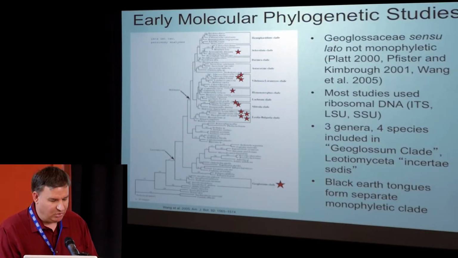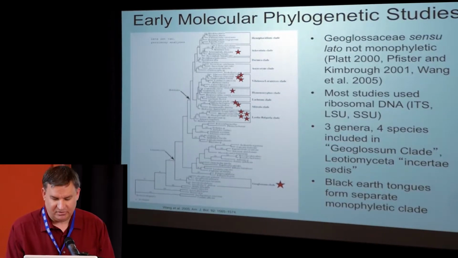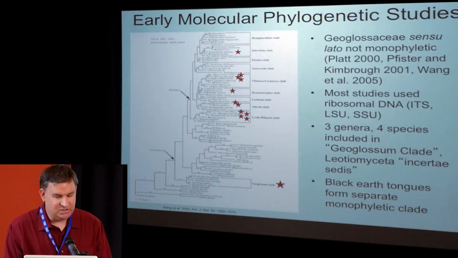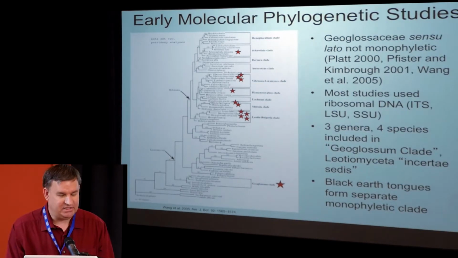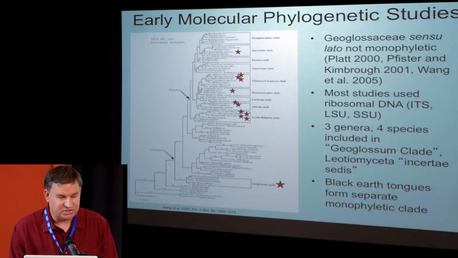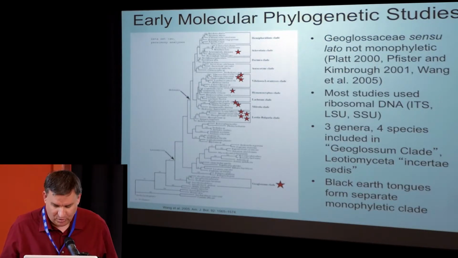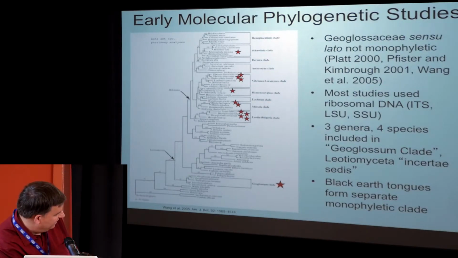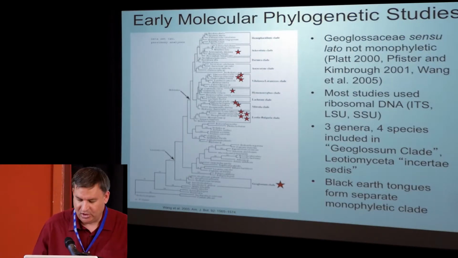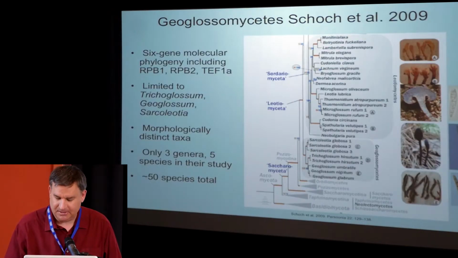However, some of the early molecular phylogenetic studies have shown that this earth tongue morphology is not monophyletic. Most studies used ribosomal genetic data, ITS, LSU, and SSU, and 3 genera and 4 species were included in this Geoglossum clade in the Hemileucoglossum. All the red stars on the tree indicate that earth tongue morphology, and what we'll be talking about today is the very bottom clade down here, which is where all the black earth tongues actually occur and appear to be a nice, well-supported monophyletic clade.